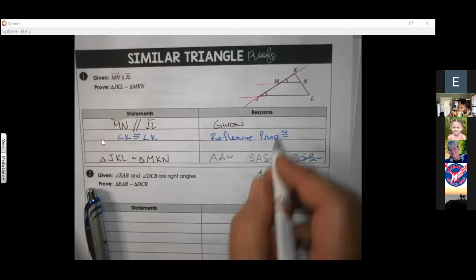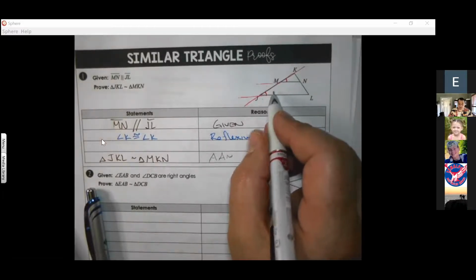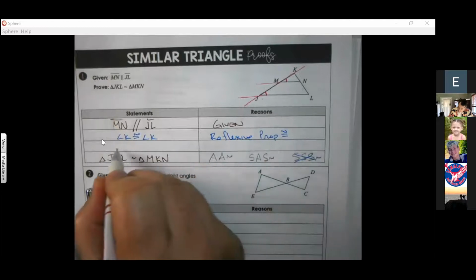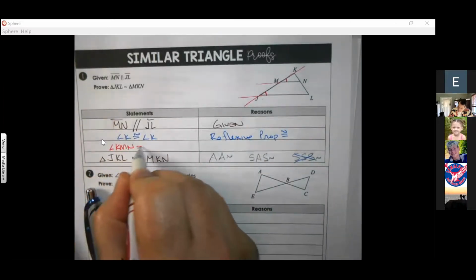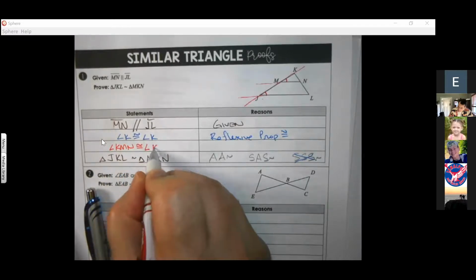Corresponding. So since these are corresponding angles, and I know these are parallel, I can say that angle KMN is congruent to angle KJL.